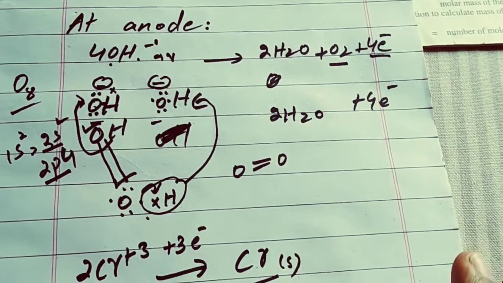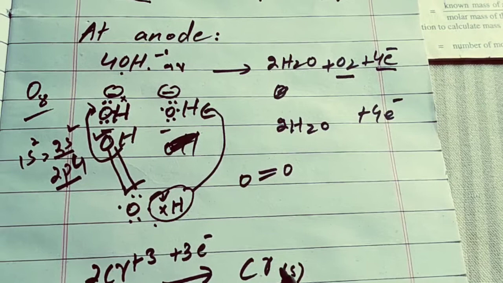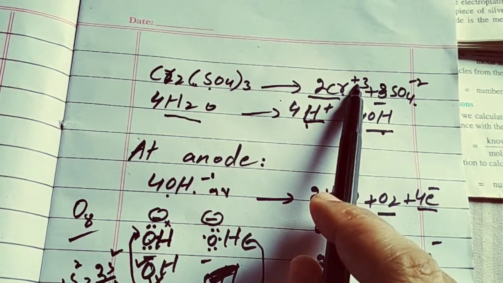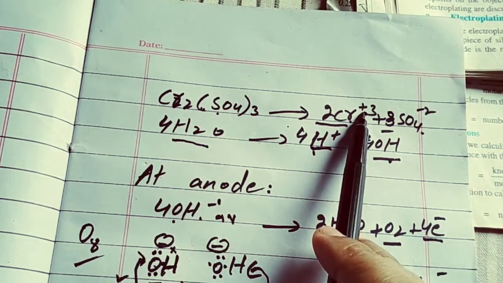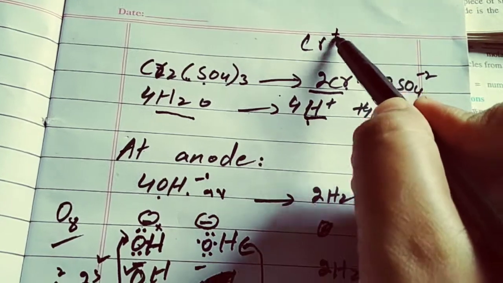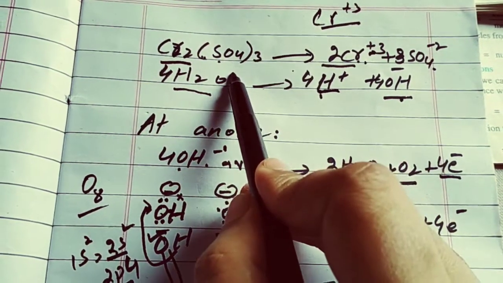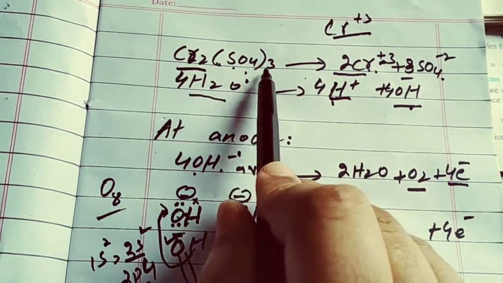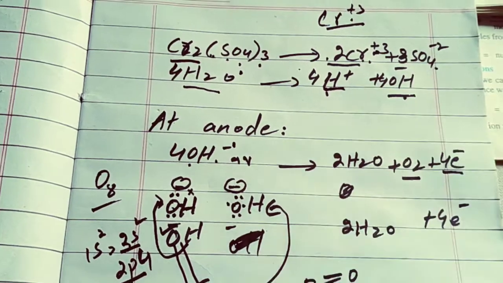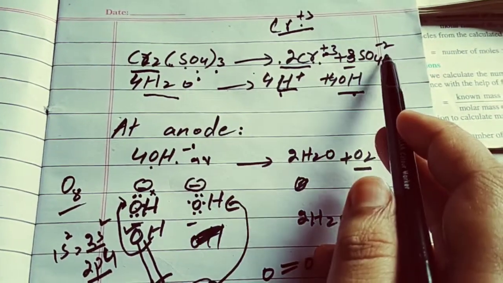Why do we use antimony lead instead of chromium lead? I have explained the reason: the number of cations will be more if we use the chromium lead, because chromium also provides Cr plus 3 ions, and there are also Cr plus 3 ions in the solution from the salt of chromium sulfate. Then the number of positive ions will exceed the number of negative ions.